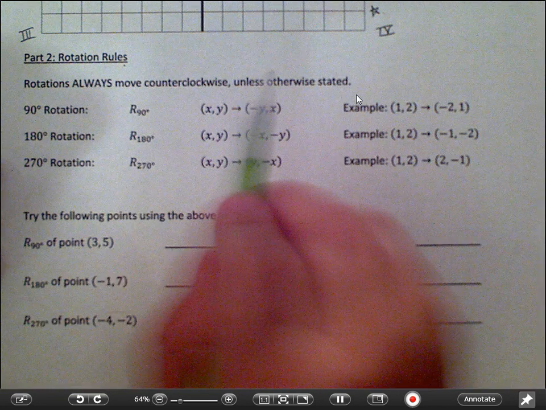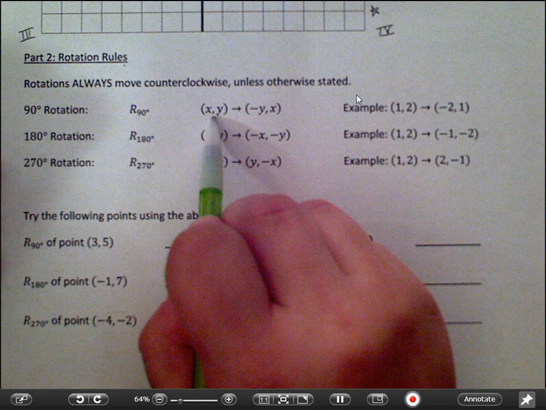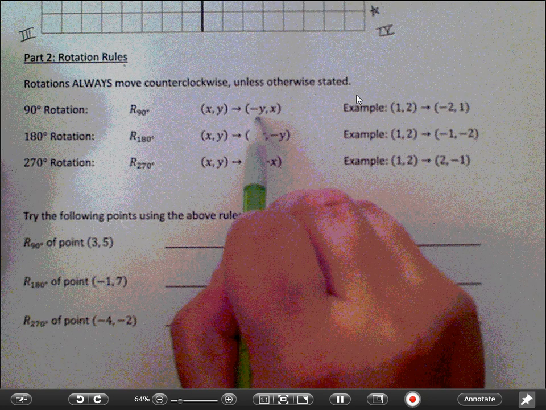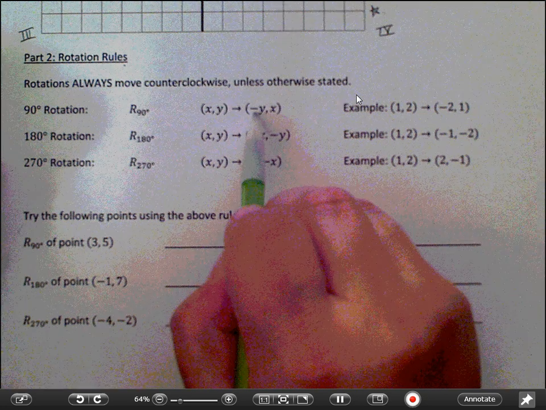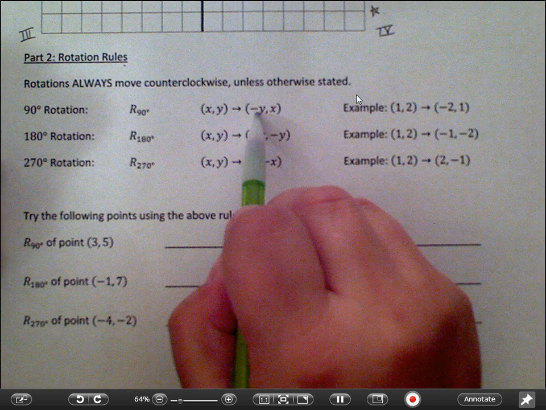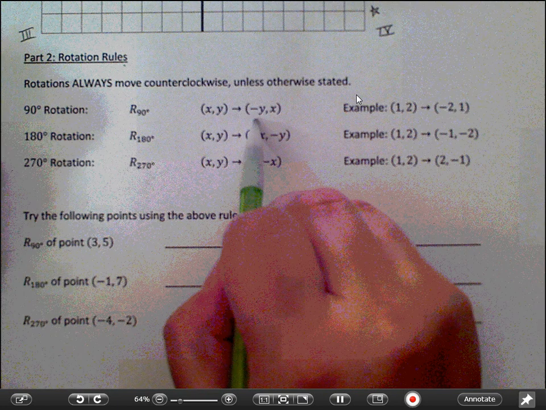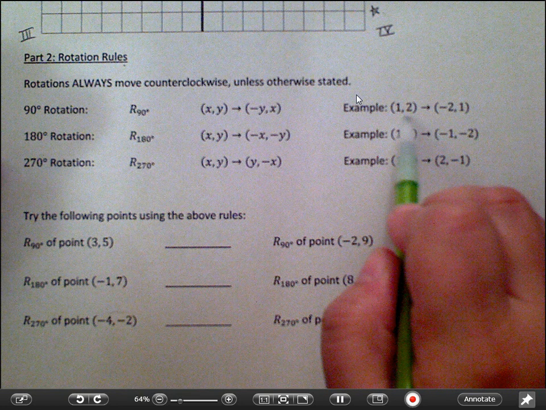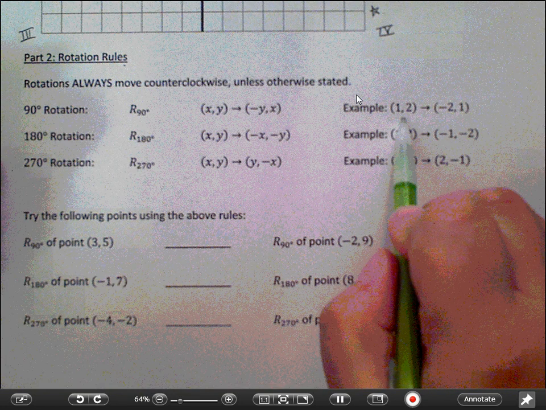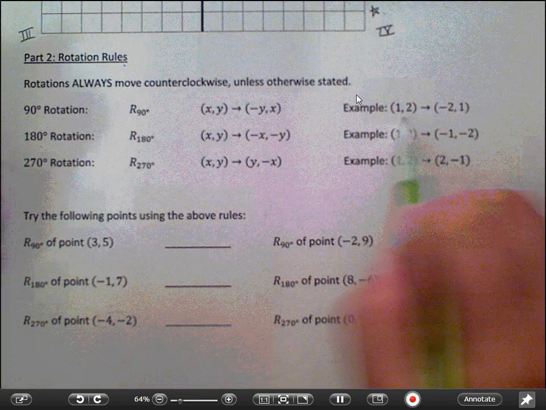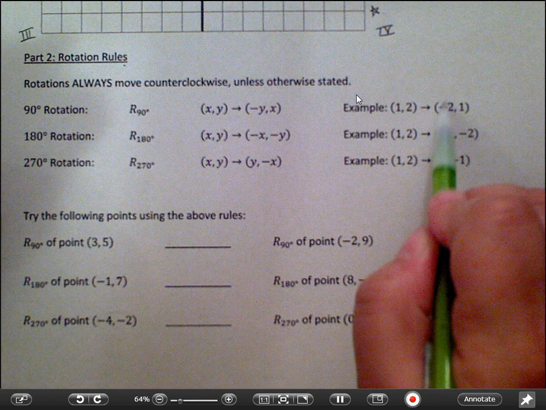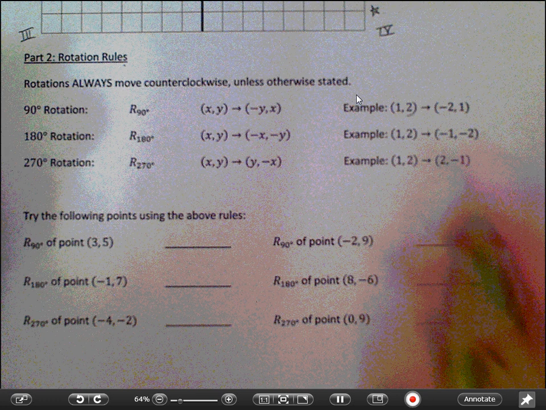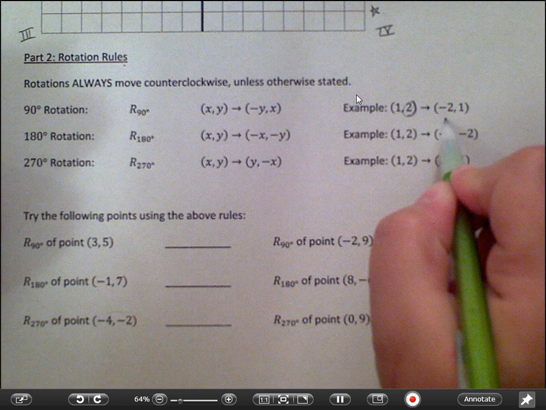So we take our point x, y. And if you look here, what happens is the x and the y switch, but the y is negated. Now, that doesn't mean the y becomes negative. It means the opposite of what it was. So for example, we have 1, 2. We switch the two numbers, but then change this value to its opposite, which is -2. So let's do a couple of those.